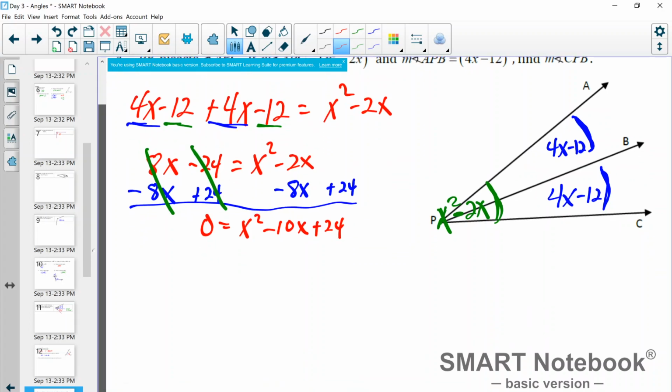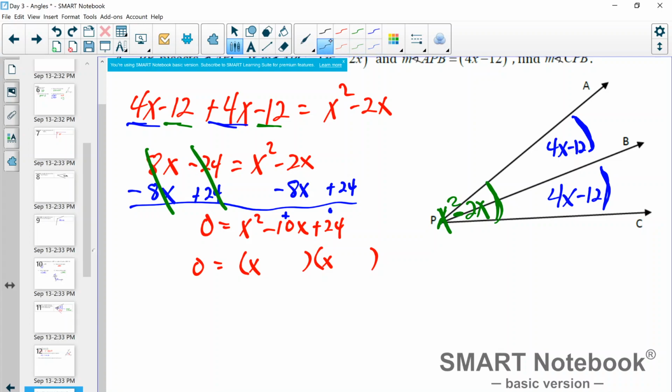Now what I want to do is factor. And when I factor, I end up with 0 equals, and I'm going to create two sets of parentheses. I'm going to end up with two binomials. The first term in each parenthesis will multiply to be x squared, and the only way to do that is x times x. So x times x gives me that x squared. Next, I have to come up with a number. What the numbers do is they will multiply to be 24, and they'll add to be negative 10.